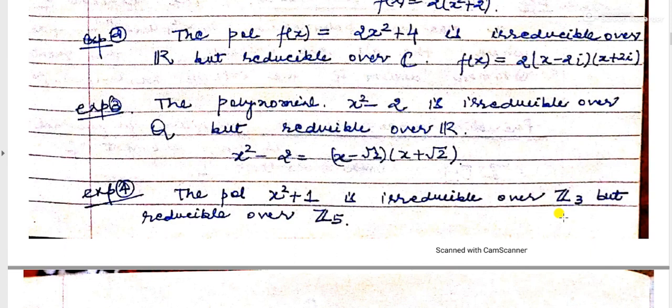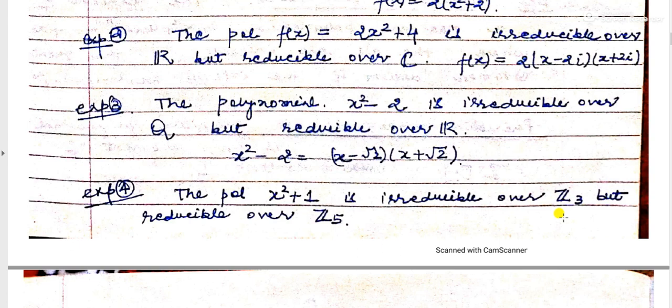X square plus 1, we have to check its irreducibility over Z3 and over Z5. So by substituting different elements in place of x, we can find if there is a 0 of the polynomial over Z3 or not. So Z3 has 3 elements, 0, 1, 2. So one by one we can substitute the constants.